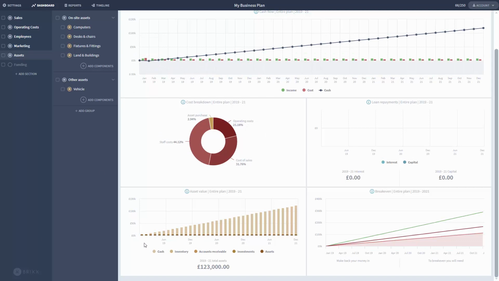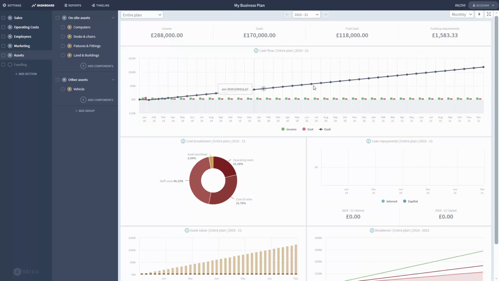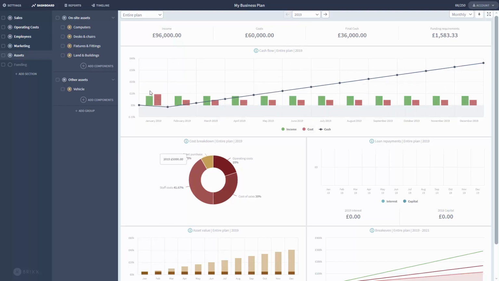So to start with, if we return this to the first 12 months, you can see that we've got an increased cost here in the first month for assets. You can see if we look at the tooltip for the second month, we don't have assets, but in the first month we do, because that's the month that we purchase it.